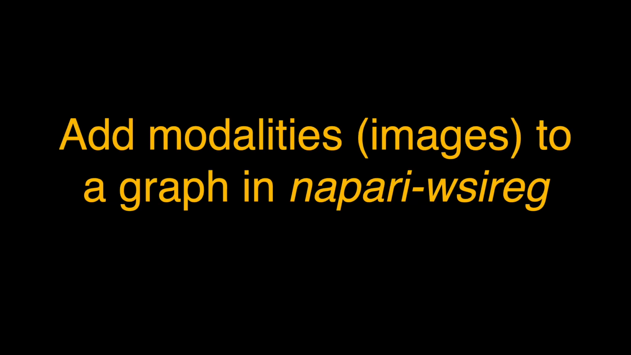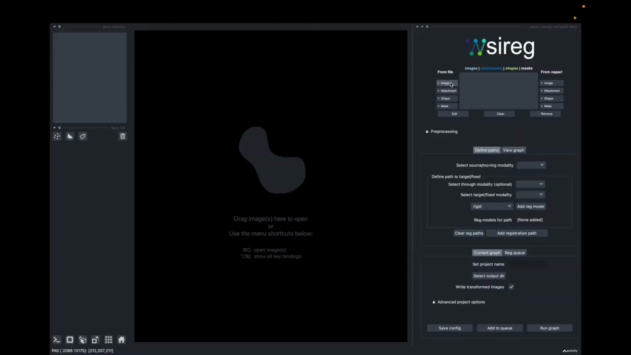So let's go ahead and demonstrate adding a modality or an image to a graph in Napari WSIReg. Briefly, let's glance at the WSIReg layout when you open it in Napari WSIReg. In the top, you have a list of modalities, and this is what we'll focus on for now. You can add those modalities both from file or from existing Napari layers. In order to do this, you click the buttons: plus image, plus attachment, plus shape, plus mask, and we'll get into what all of these mean as this workshop goes on.